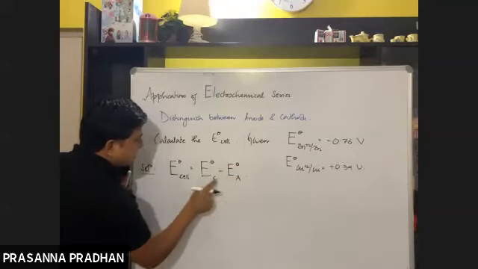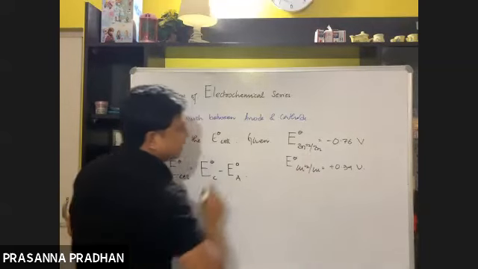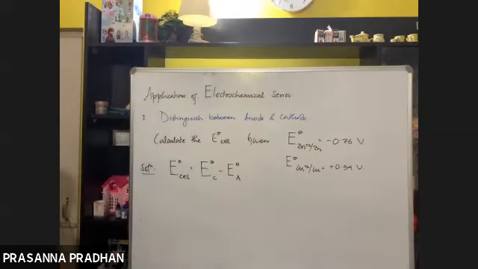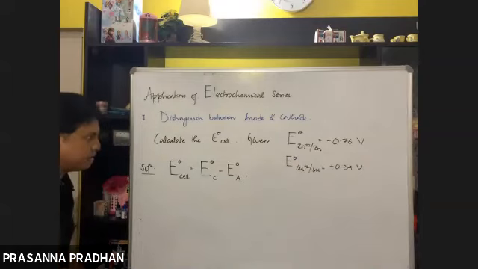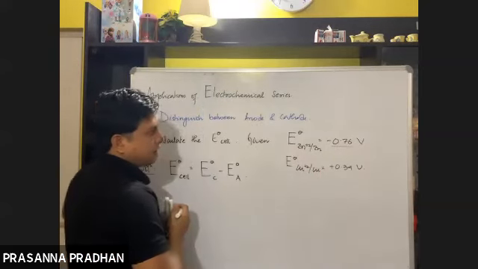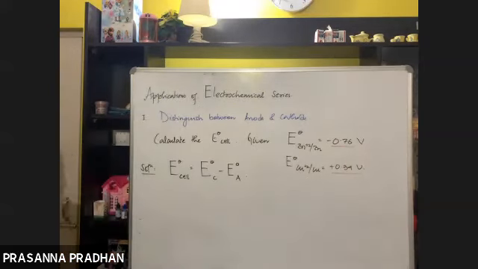Once more, I'm telling you, these are the reduction potential values of cathode and anode. Now, just by looking at these values, can you predict which one is a cathode and which one is an anode? The reduction potential of zinc is minus 0.76. The reduction potential of copper is plus 0.34 volt. Fine, look at the values.